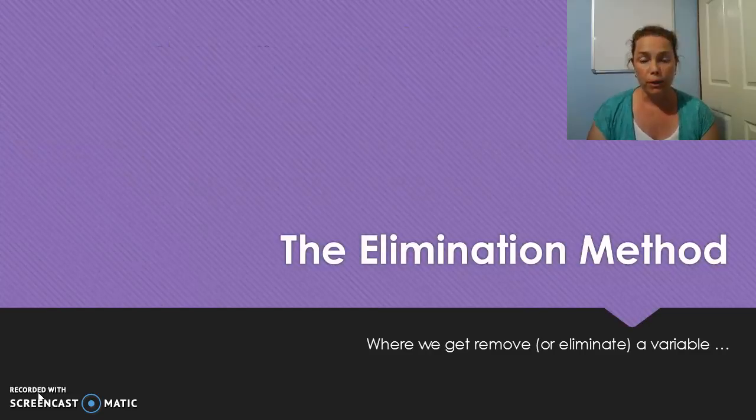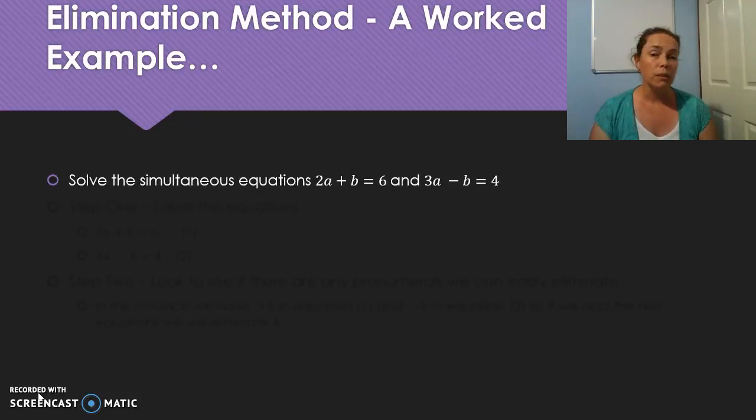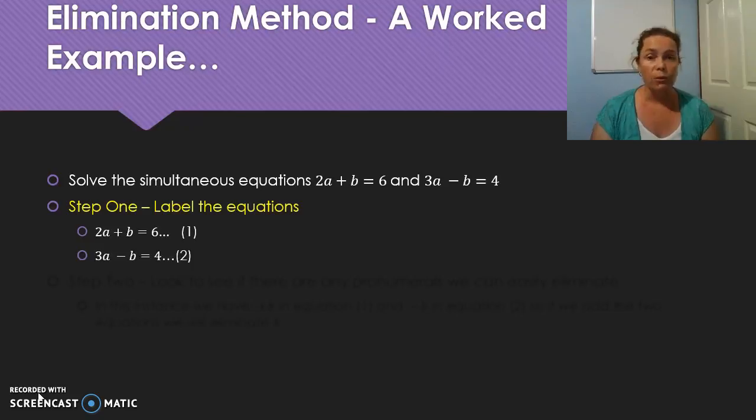The second method that we're going to go through quickly is the elimination method. This means that we're removing or eliminating a variable from our set of equations. And here is our worked example. Once again, I'll do more complex worked examples in a separate video purely on the elimination method. So we're being asked to solve the simultaneous equations 2a plus b equals 6 and 3a minus b equals 4. Step 1 again is to label the equations. So we're just going to label those 1 and 2 in the order that they were written.